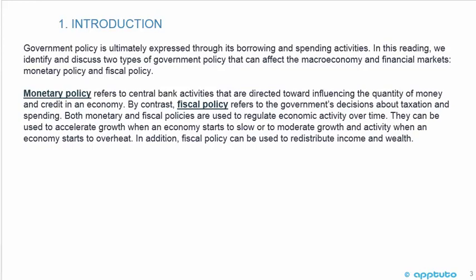In this reading, in the next LOS, we identify and discuss two types of government policy that can affect the macroeconomy and financial markets: monetary policy and fiscal policy. Monetary policy refers to central bank activities that are directed toward influencing the quantity of money and credit in an economy. By contrast, fiscal policy refers to the government's decisions about taxation and spending.